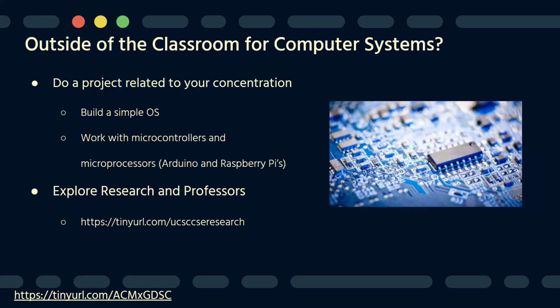So one thing we'll be breaking down is the different courses that each specialization has, and what to do outside of the classroom for each specialization. So outside of the classroom for computer systems, one thing you can do is a project, obviously related to your concentration. Yeah, you can build a simple OS. That sounds really complicated, and it does require a lot of background knowledge and a lot of research that you have to do firsthand.